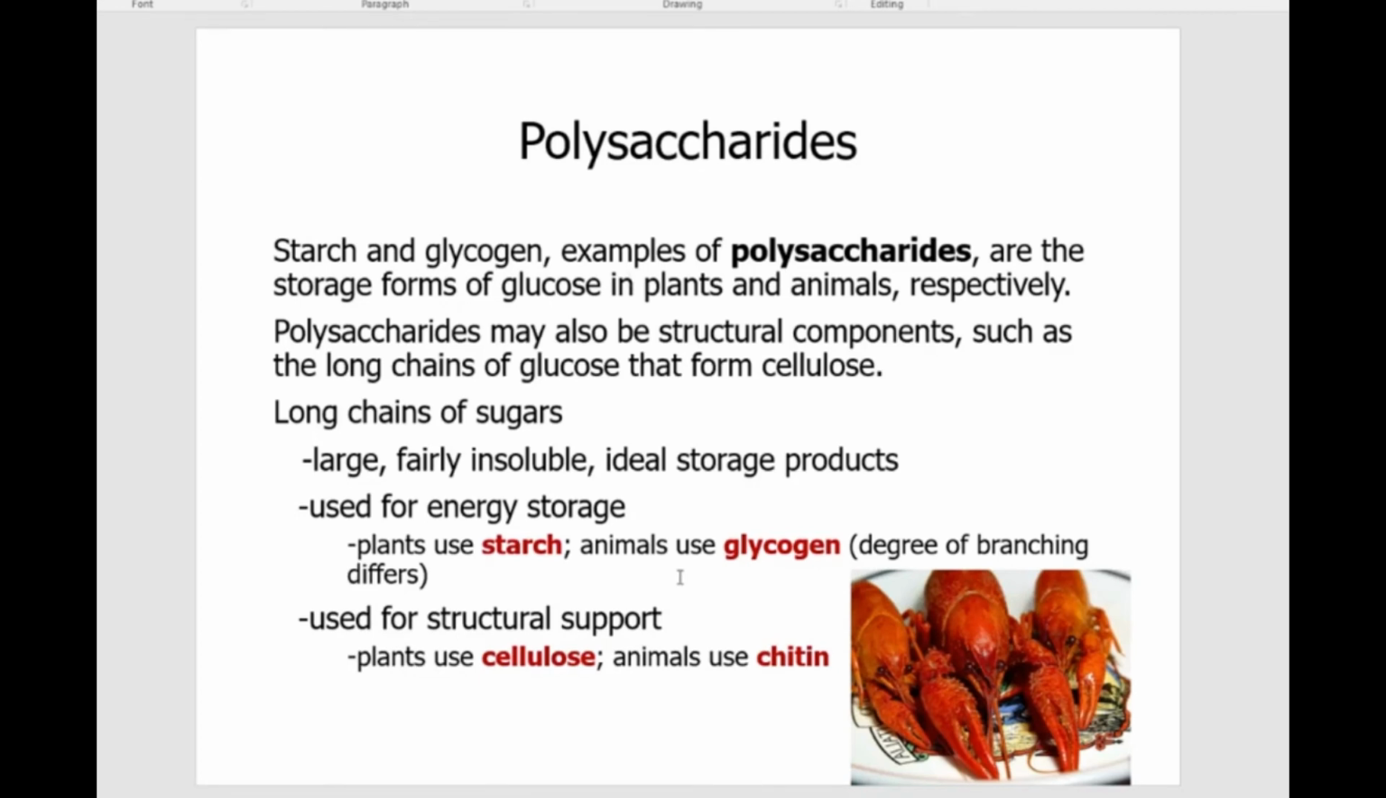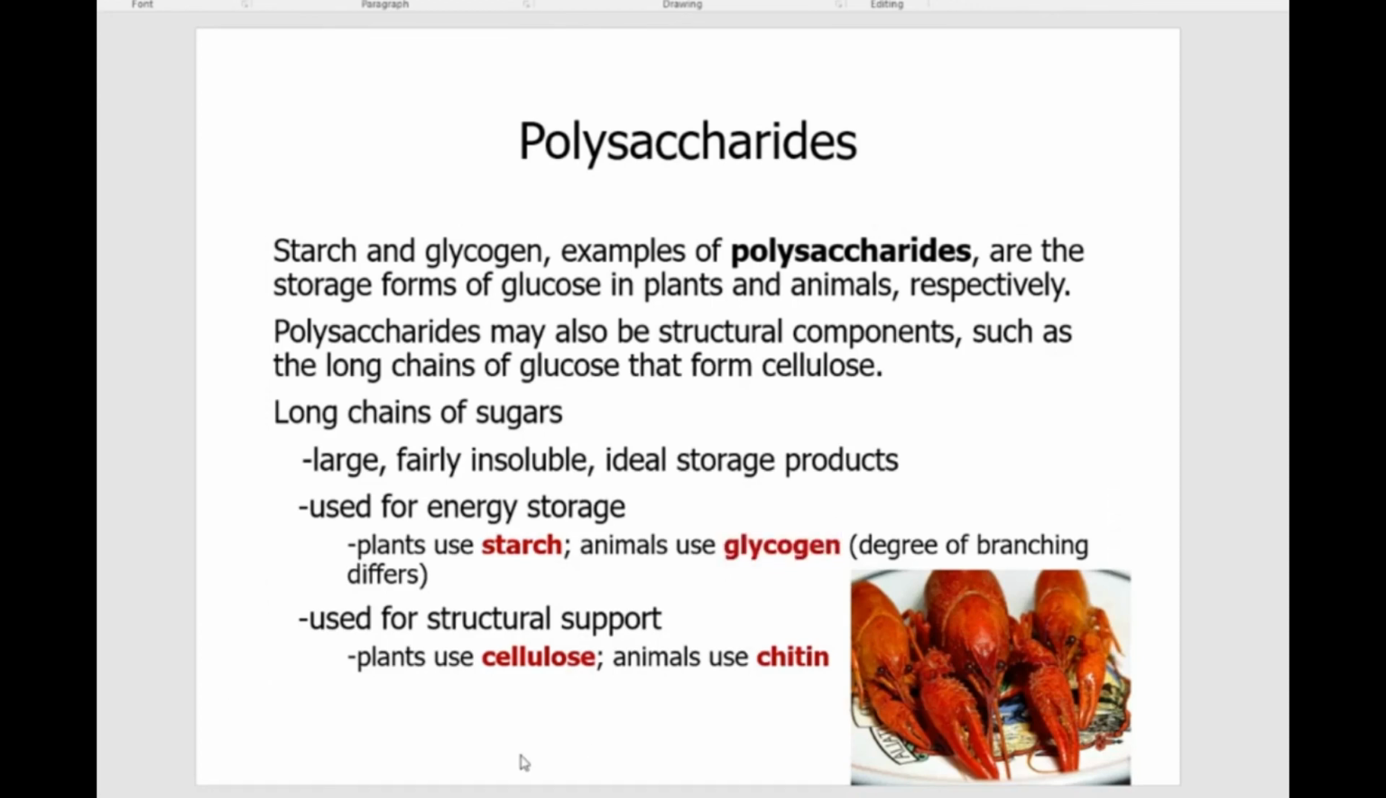For animals, we don't make starch, right? Have you ever eaten an animal product and it contains starch? No. So only plants can use starch. For animals, we store excess glucose in the form of glycogen. And remember, glyco means sugar. So glycogen is also a very large molecule consisting of hundreds and hundreds of glucose. When you eat too much food, your body is going to take in all the glucose and use them as building blocks to make glycogen.